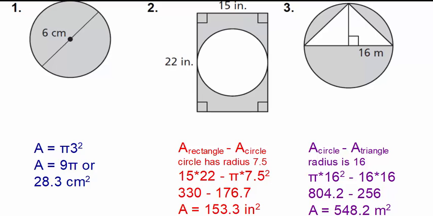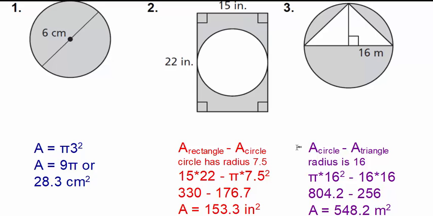So the first one, I just number crunch, 9 pi or 28.3 centimeters squared is its area. On the second one, the circle is going to have a radius that is half of this one length of the rectangle, so it's going to be 7.5. I'm going to need that. Here we have the area of the rectangle, base times height, and the area of the circle, calculating, number crunching.